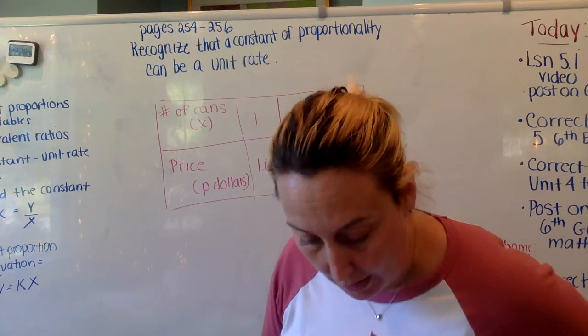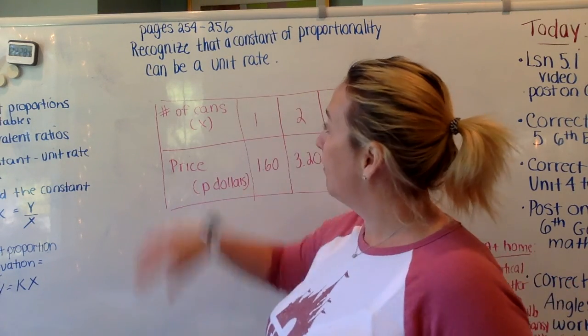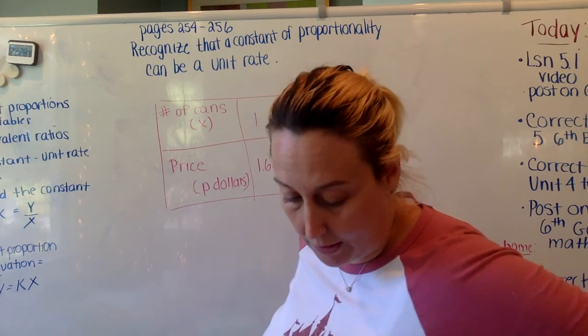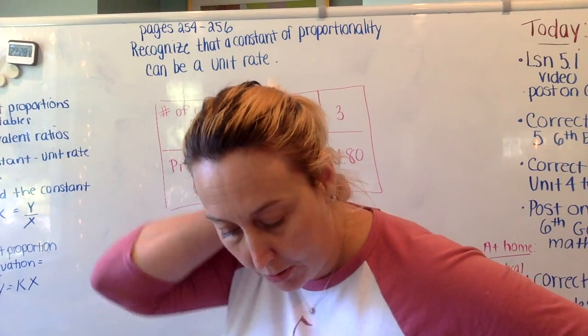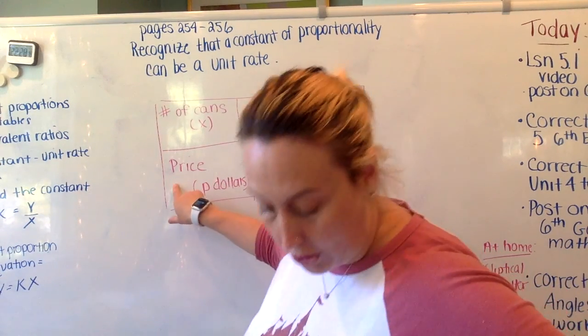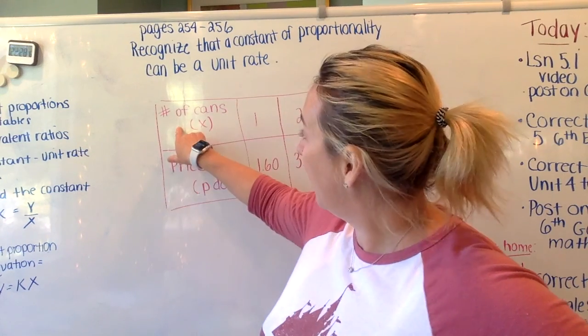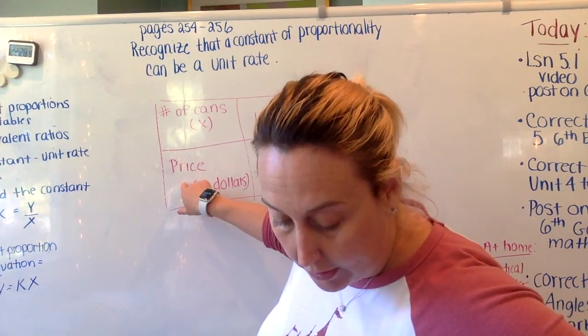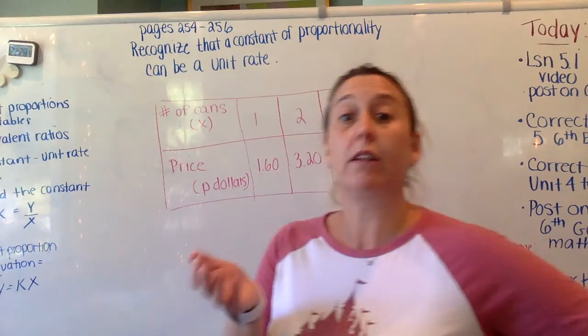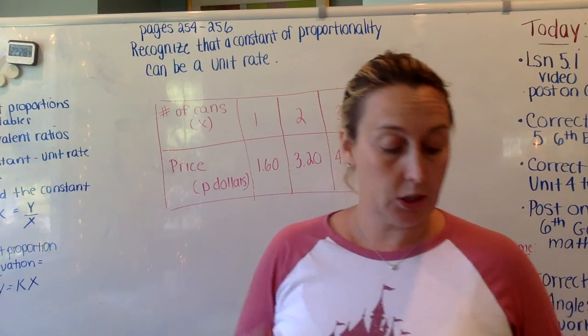So I'm actually right now on page 254, and this is called example number 3. And it says, so I'm reading from the book, that's why I'm looking down, the table shows the price, P dollars, for X cans of soup. P is directly proportional to X. So they're telling you it's directly proportional.